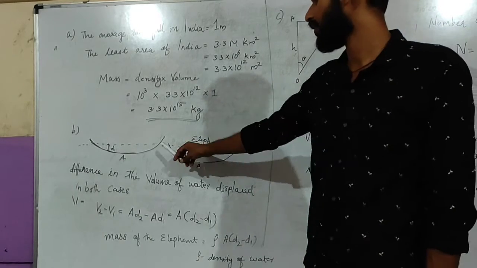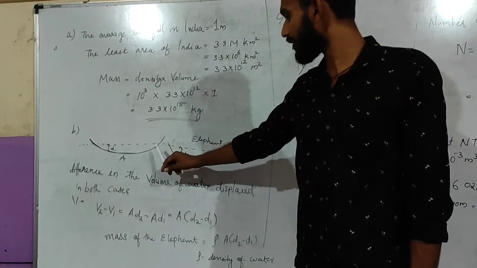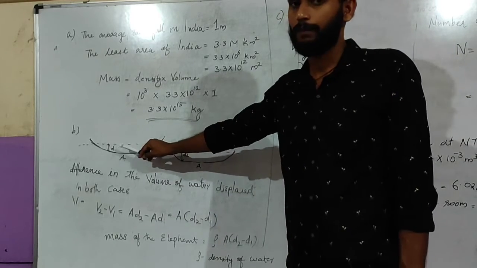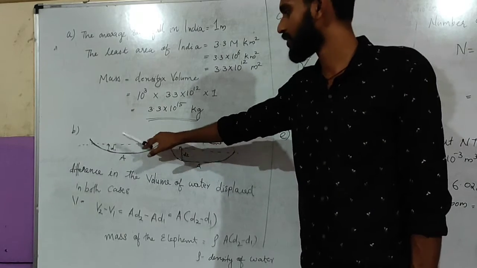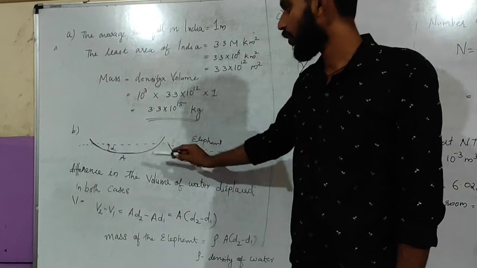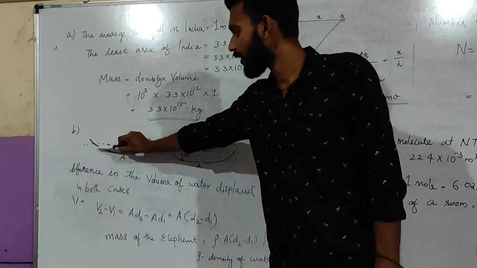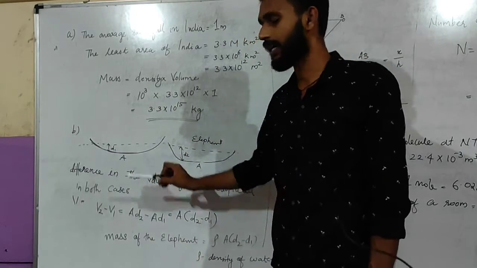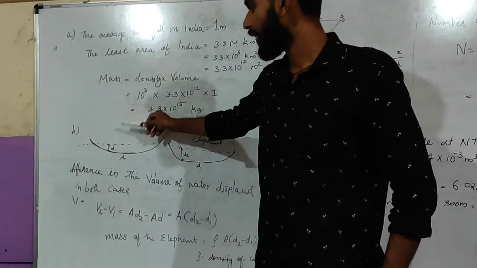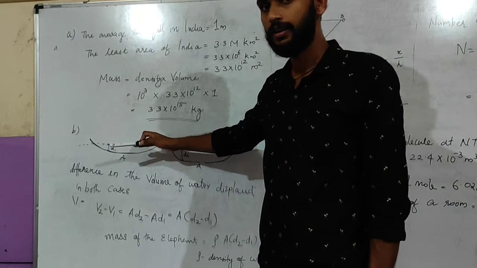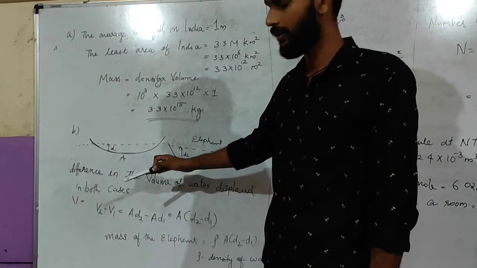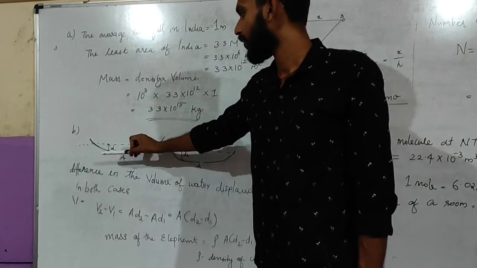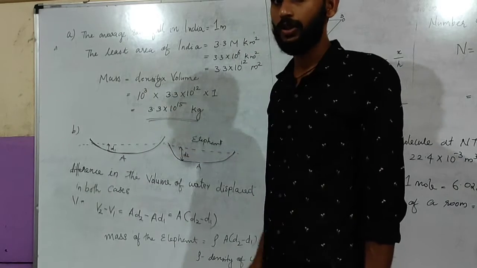In the first two figures you can see two boats. In the first one the boat is empty, nothing is on it. The area of the bottom surface of the boat is taken as A, and the depth to which it is dipped in the water is D1. All the other portion is above the surface of the water.